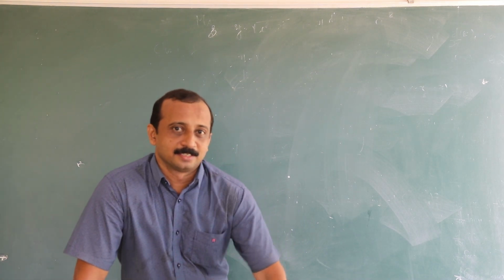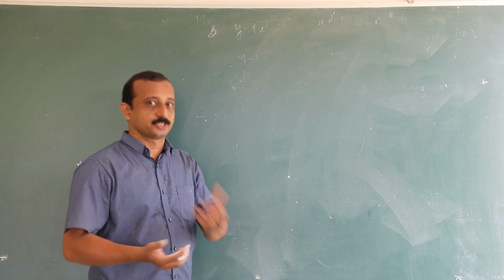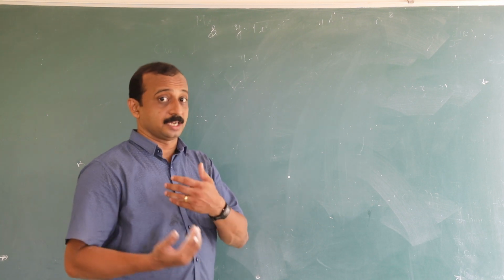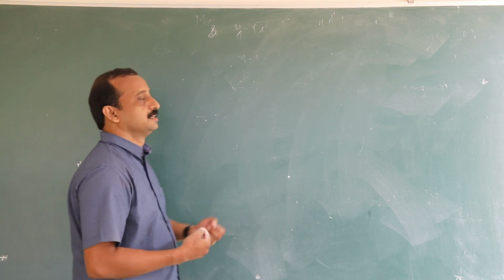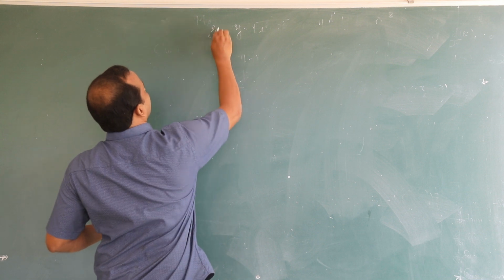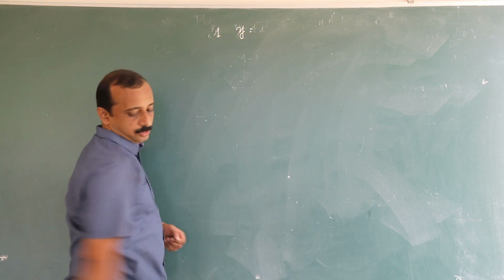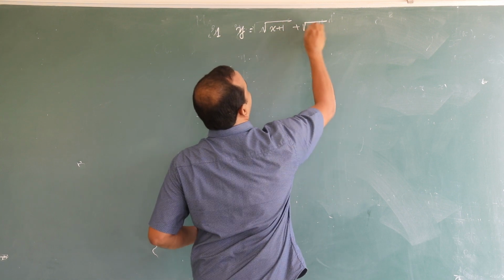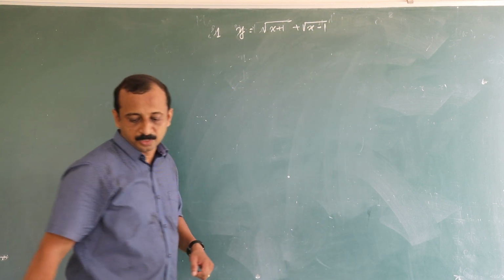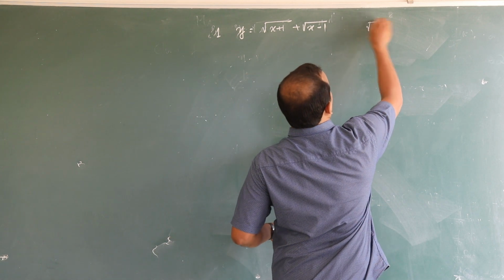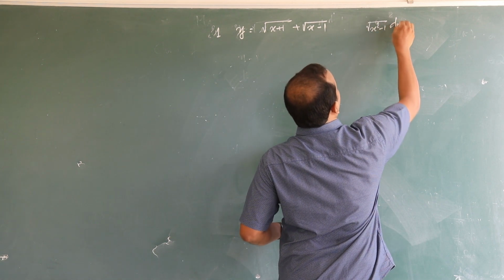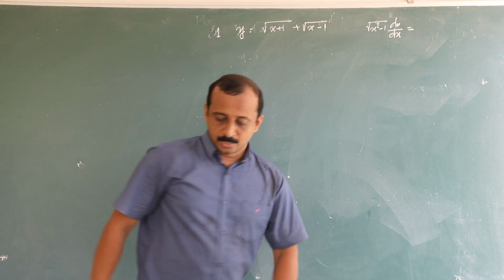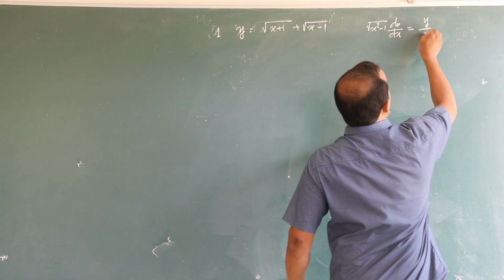Today we are going to discuss some more special problems based on differentiation. These are also higher order thinking type questions. Let's start the question. The first question: y is equal to root of x plus 1 plus root of x minus 1. Prove that root of x square minus 1 into dy by dx is equal to y divided by 2.